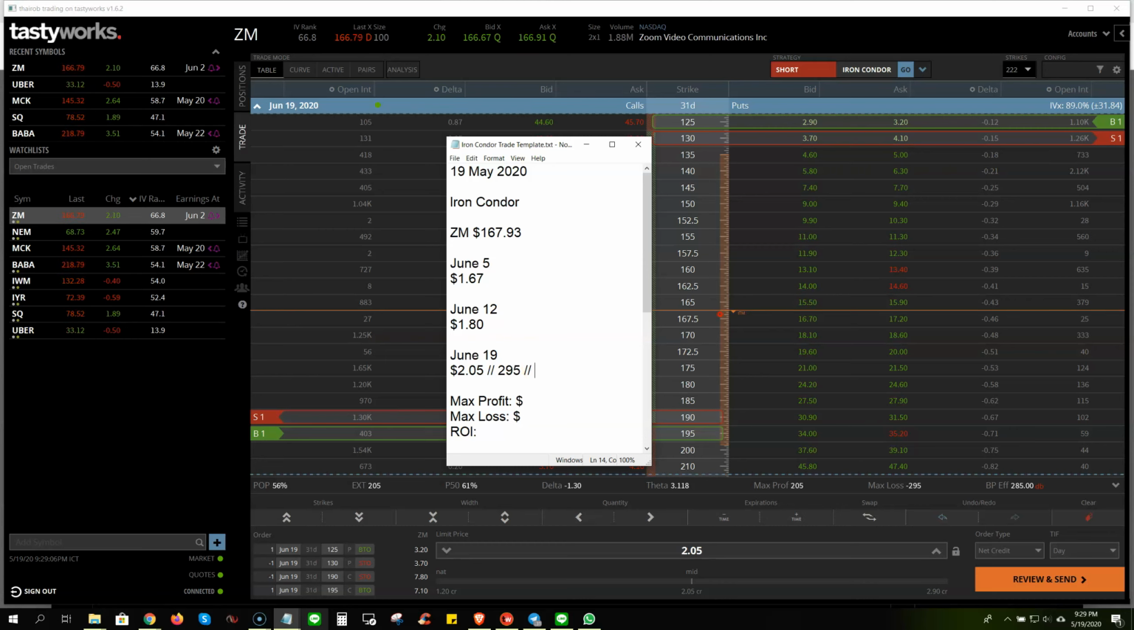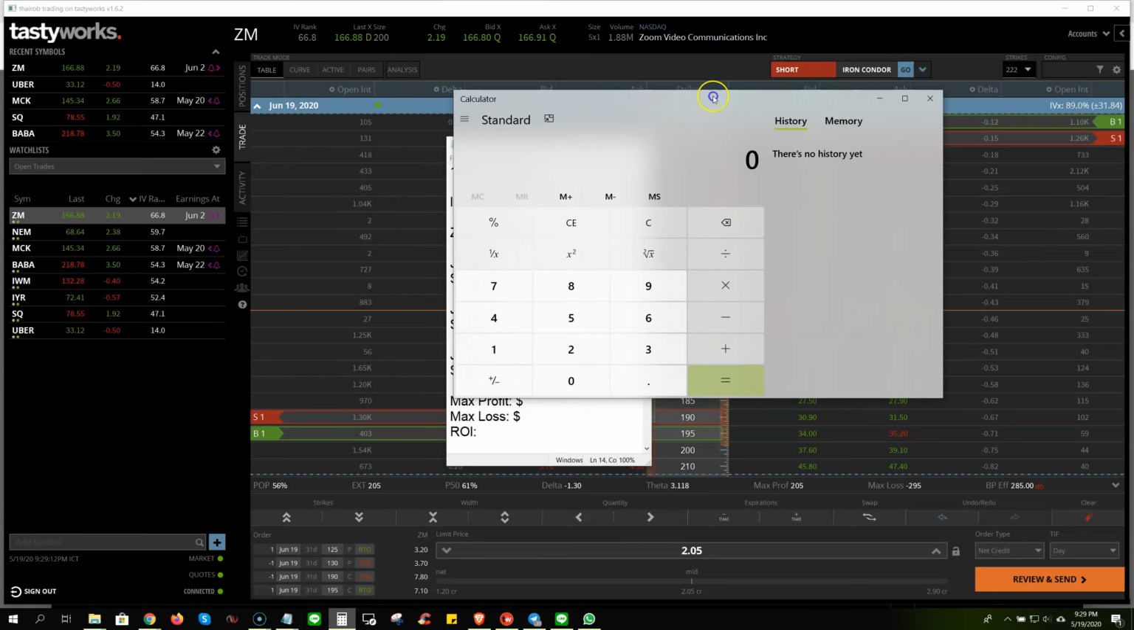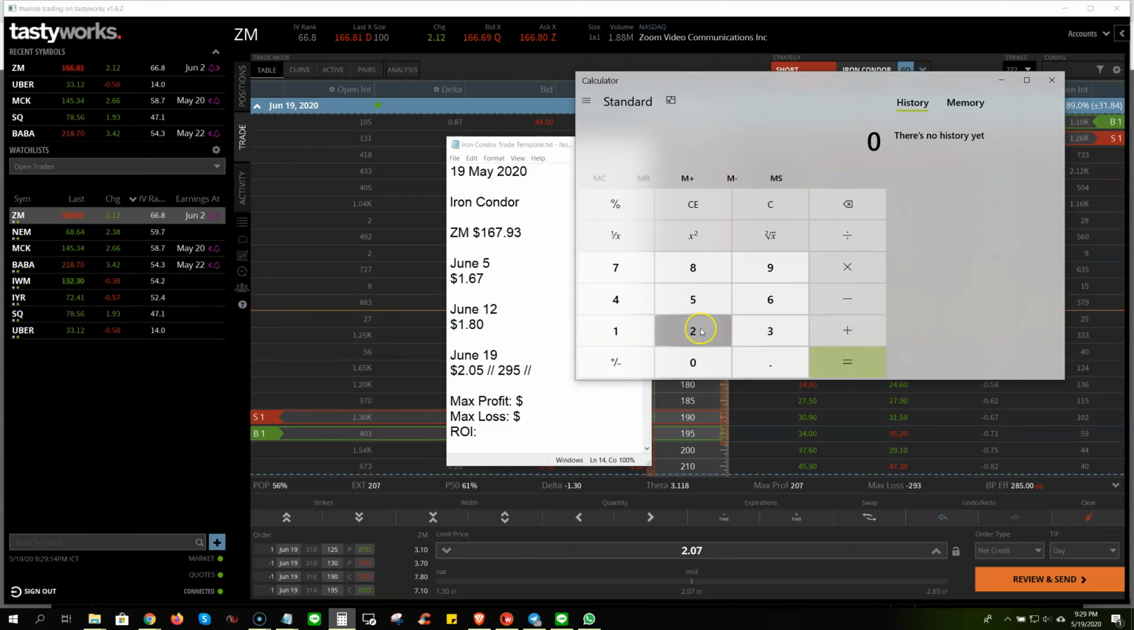Okay, so our ROI on that is, bring up my trusty calculator, 205 divided by 295 equals 69%. Okay, do you see why I'm doing this trade again now and adding positions on it?